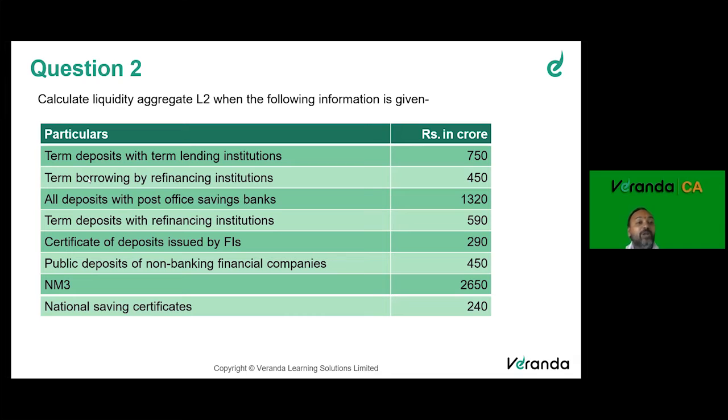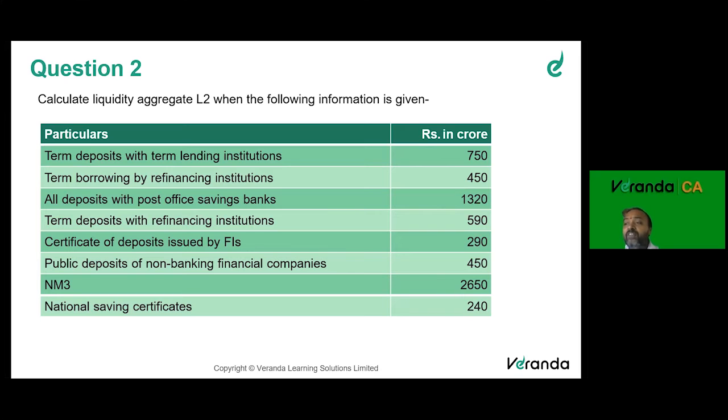savings certificate. You can notice that in the question also, they have given something called national savings certificates, which clearly means that in the measure concept, it is actually removed. So this is what the RBI has provided up to M4, based on liquidity.